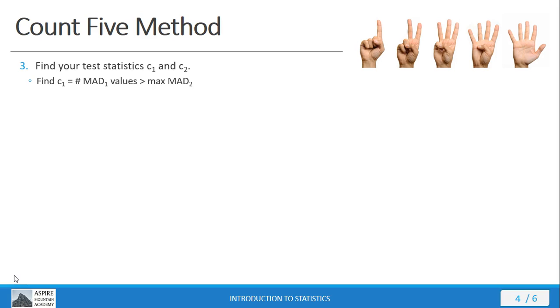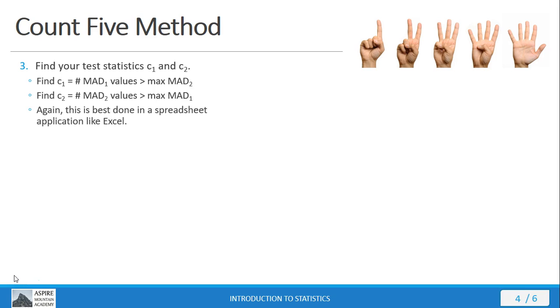The first one, which is called C1, is going to be the number of MAD1 values that are greater than the maximum MAD2 value. And then you just flip that around to get the second test statistic. C2 is going to be the number of MAD2 values that are greater than the maximum MAD1 value. Again, it's much easier to do this in Excel than it is in StatCrunch.